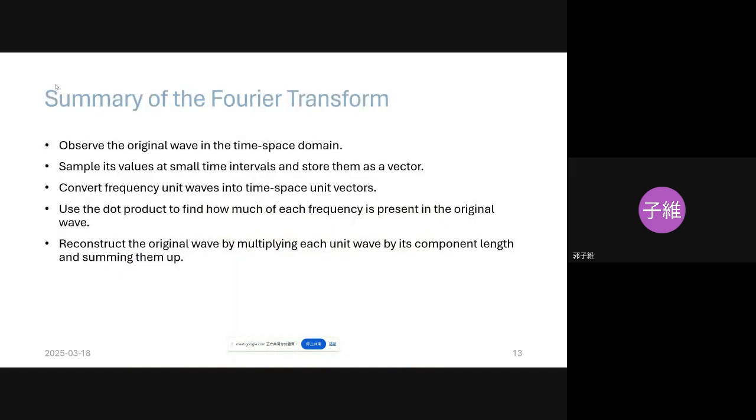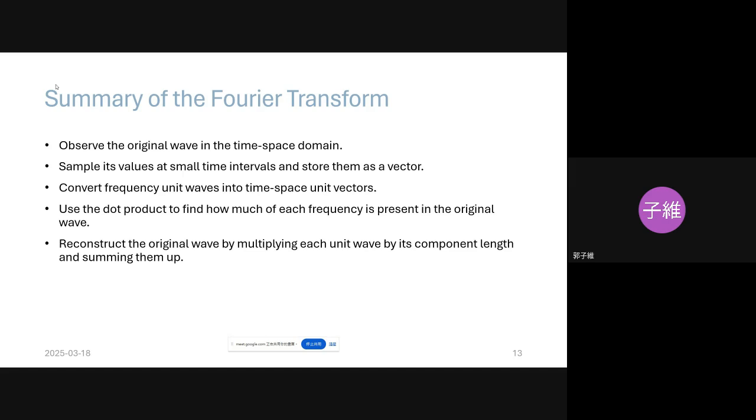Okay, so here's the summary. We observe the original wave in the time-space domain, sample its values at small time intervals, and store them as a vector. And we can convert frequency unit waves into time-space unit vectors.